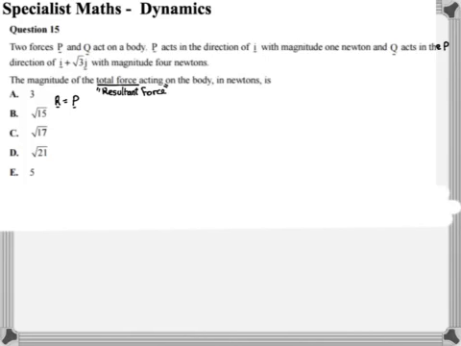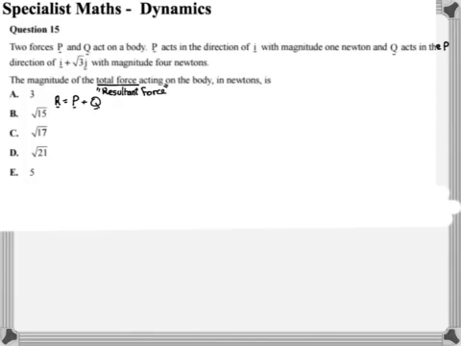Two forces P and Q act on a body. P is in the direction of i for a magnitude of 1 newton, and Q acts in the direction of this other vector i plus root 3j for a magnitude of 4 newtons. Now we have to find the magnitude of the total force acting on the body in newtons. The total force is the same as the resultant force, and your resultant force is the sum of all the forces acting on the body. So this is force P plus force Q.